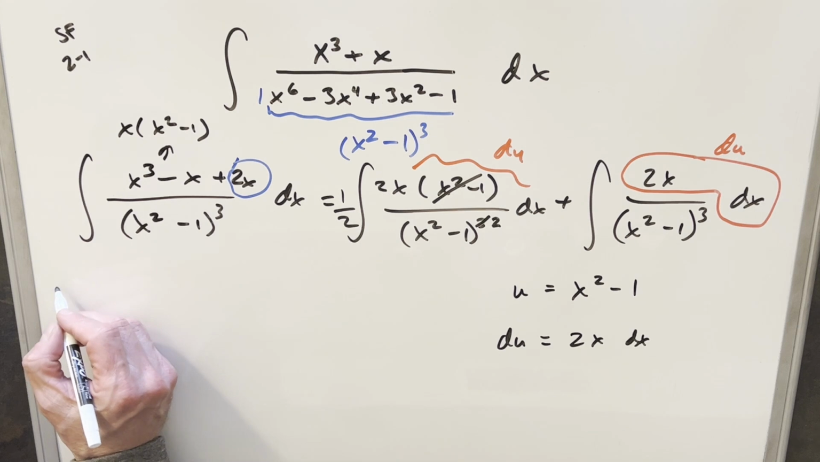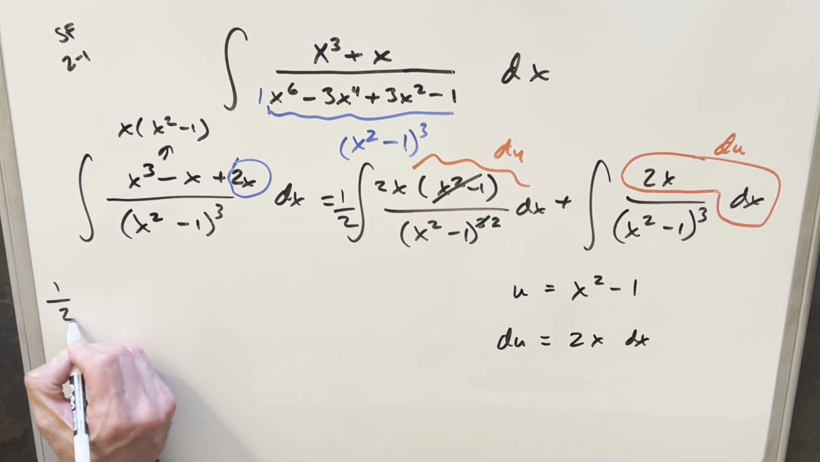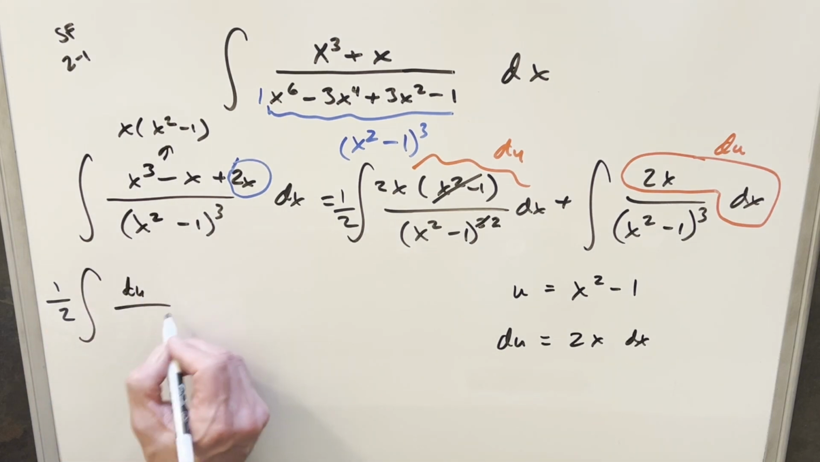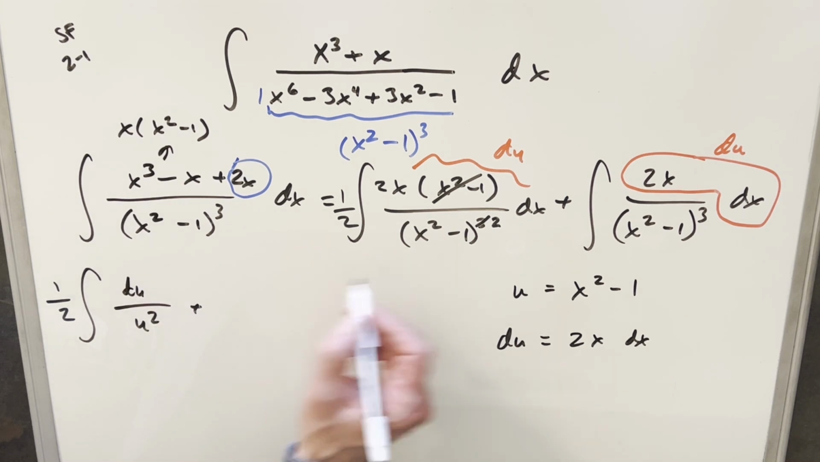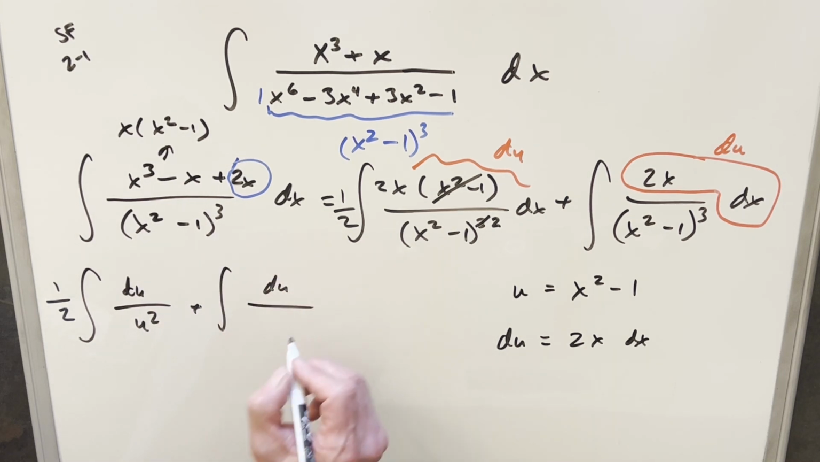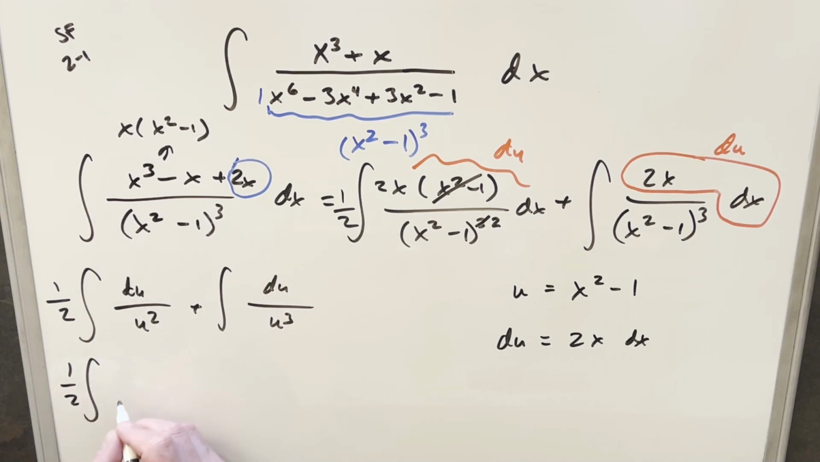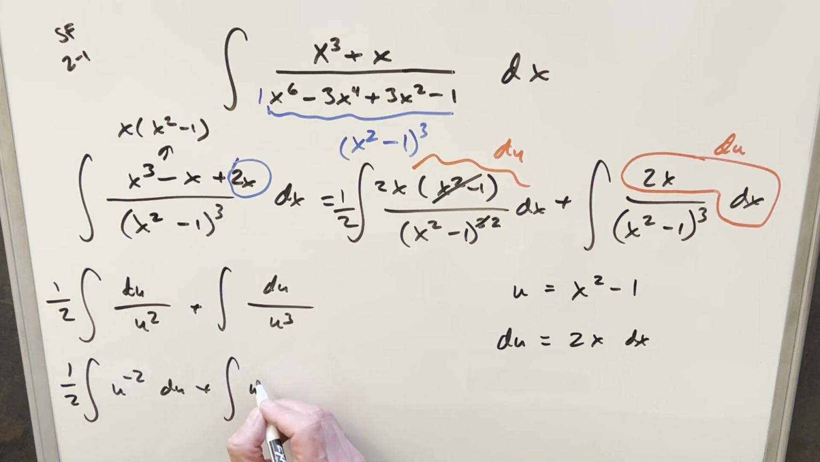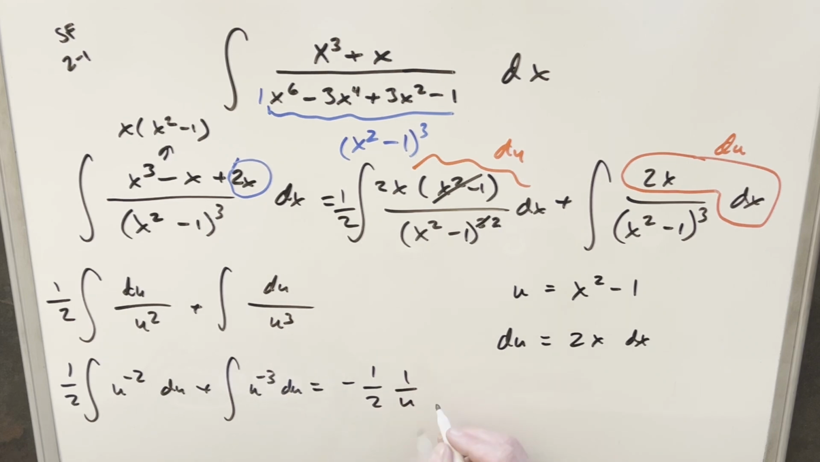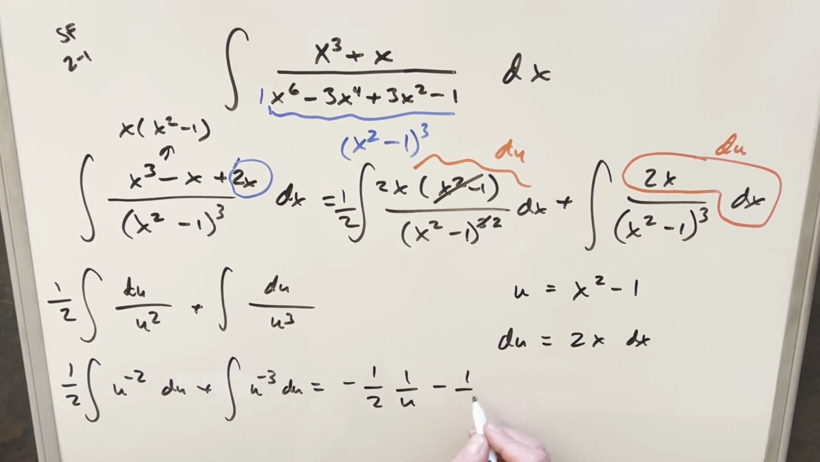So let's go ahead and substitute. Rewriting this first one, we're going to have 1/2 integral of du over u squared. And for the second one, we're going to have the integral of du over u cubed. I'll do a quick rewrite because we're going to use the power rule: u to the minus 2 du for the first, and u to the minus 3 du for the second. So we'll go ahead and integrate. First, we're going to have minus 1/2 times 1 over u. And then integrating the second one, it becomes minus 1/2 times 1 over u squared.